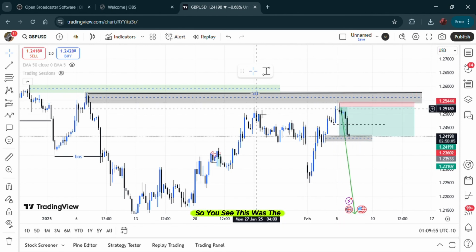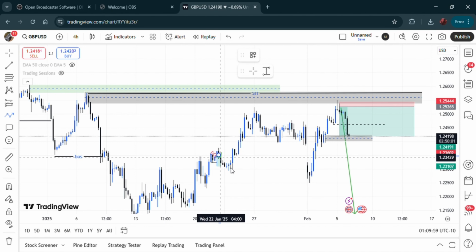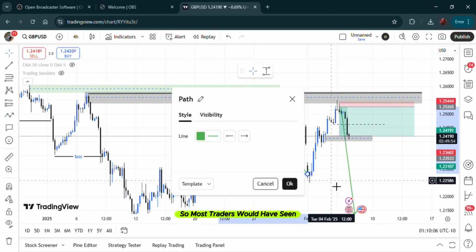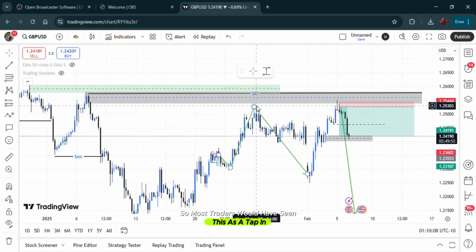So you see, this was the first move, traced back from here. So most traders would have seen this as a tap in this fair value gap. Let me show you.